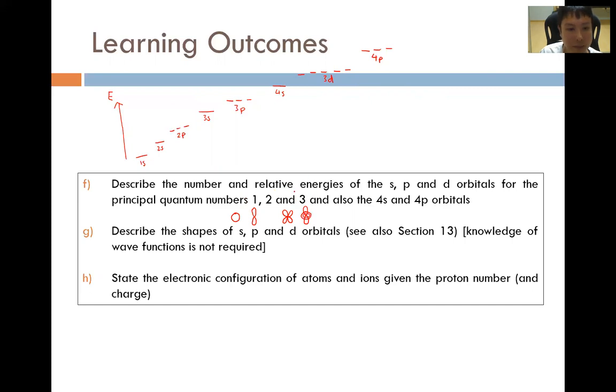Okay. State the electronic configuration of atoms and ions given the proton number and charge is what I've discussed in the last part. Basically, write out the electronic configuration of different atoms. So again, for example, fluorine is 1s2, 2s2, and 2p5. Whereas for F minus, because it gains 1 electron, the next electron goes into the p orbital, so it's 2p6. Okay, hopefully you have gotten all the things that you need for these learning outcomes.